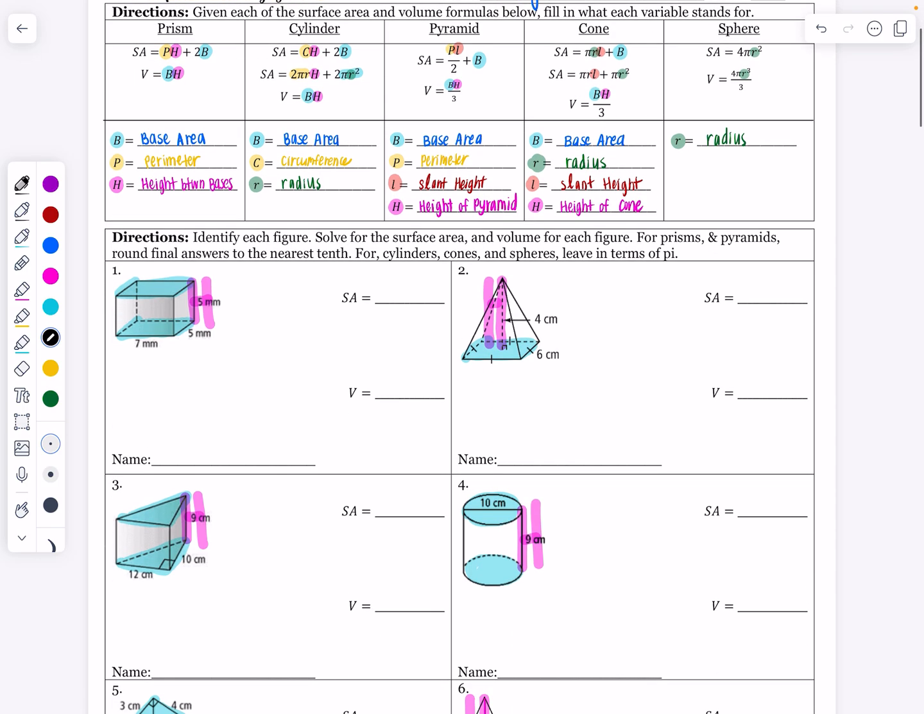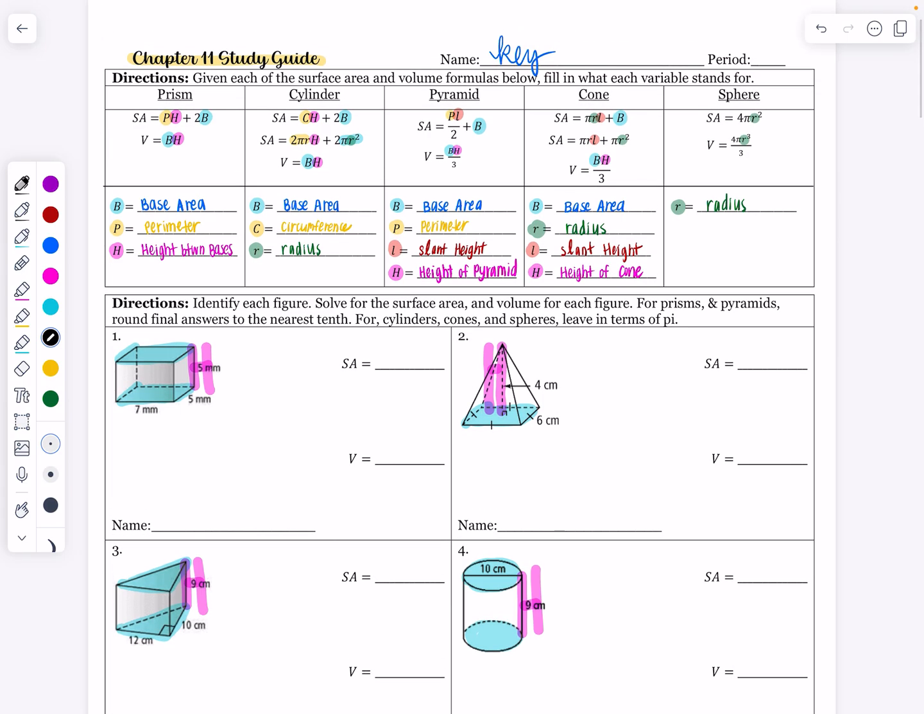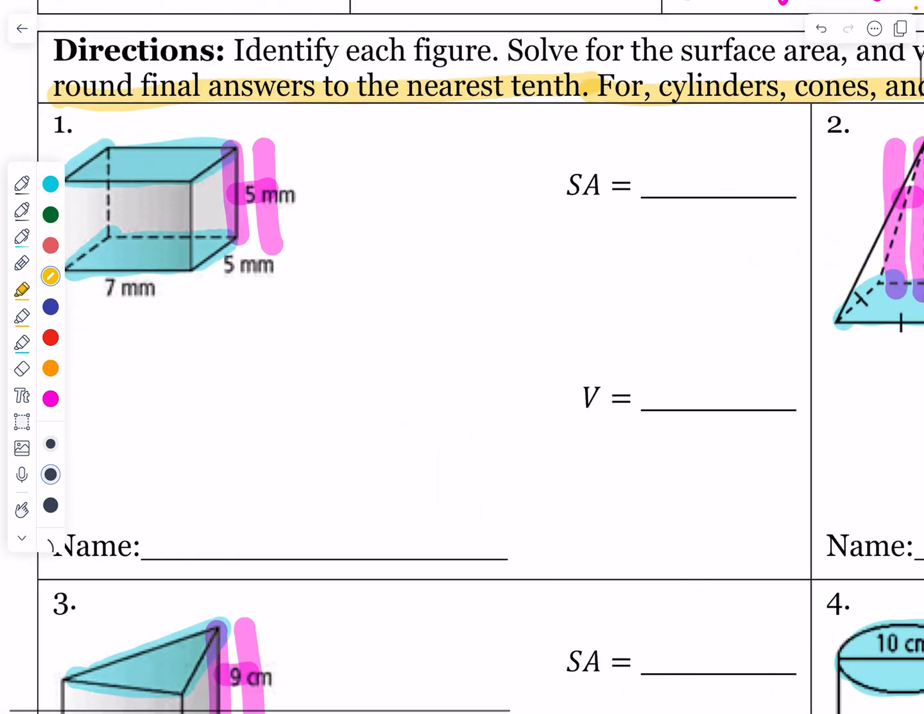The first set of directions says to identify each figure first, which just means to name it. Naming it is going to help you pick the proper formula that goes with it. Solve for the surface area and volume. For the prisms and pyramids, we're going to round the final answers to the nearest tenth. For the cylinders, cones, and spheres, leave in terms of pi. Another way to say that is if it has a pi in the formula, you're going to leave your answer in terms of pi. If it's got a circle in the shape or if it's a sphere, you're going to leave your answer in terms of pi.